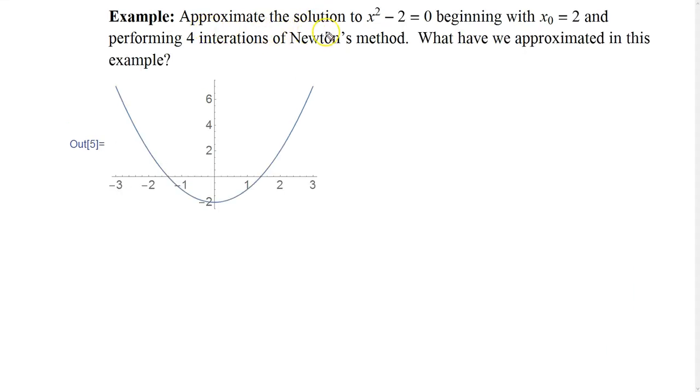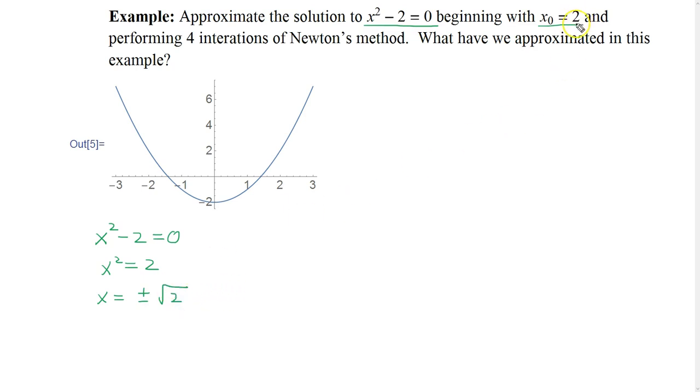In this example, we want to approximate the solution to x squared minus 2 equals 0, beginning with an initial guess x0 equals 2, and perform 4 iterations of Newton's method. Now notice that by solving this equation, taking the square root of both sides, we get x is going to be plus or minus the square root of 2.